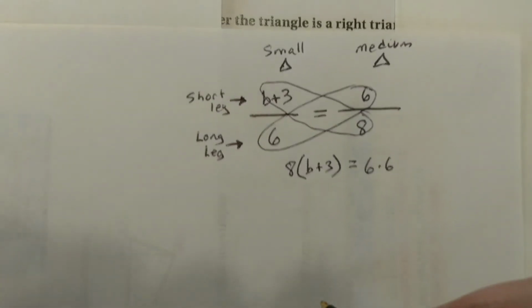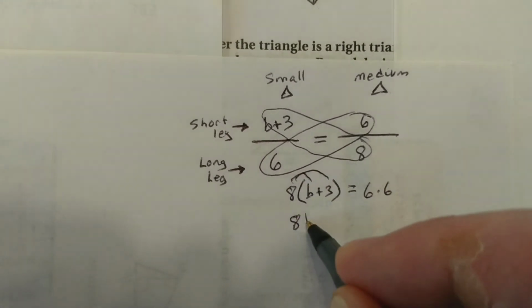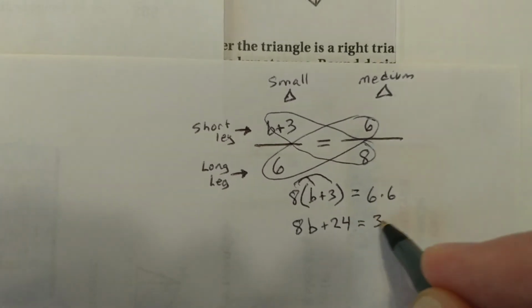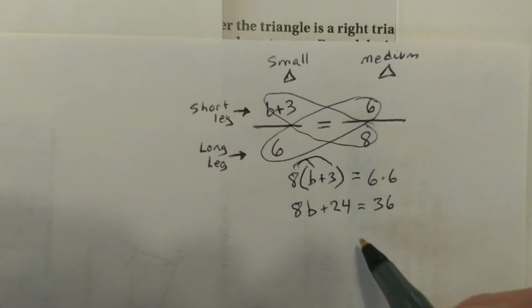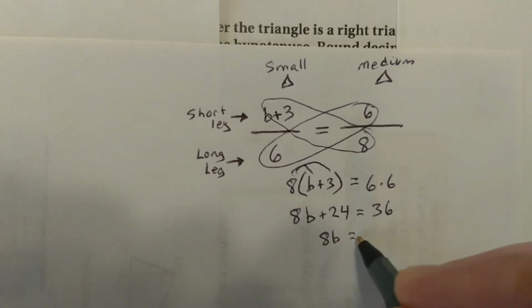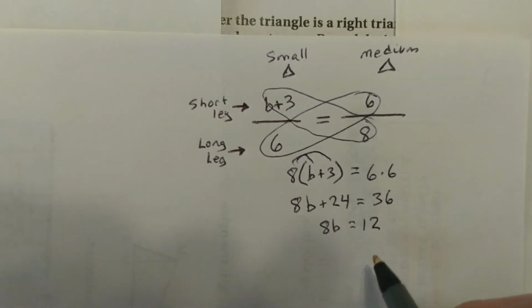Okay, and now I work through the algebra of that. I'm going to distribute this 8, so 8b plus 24 equals 36. I would subtract away 24 from both sides, so I've got 8b equals 12. And now to get b by itself, I would divide both sides by 8.